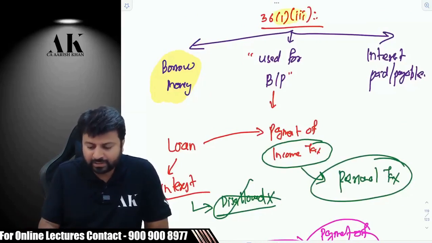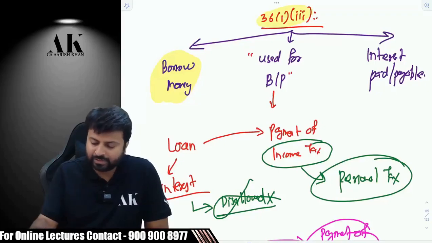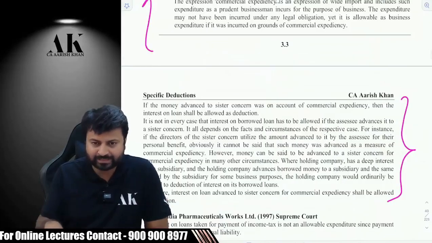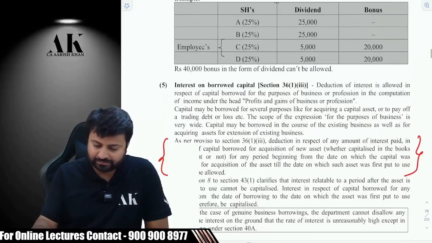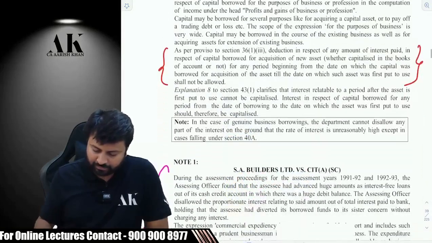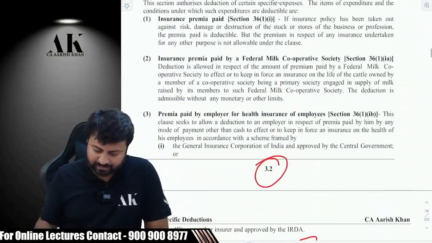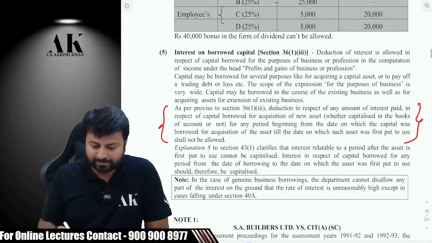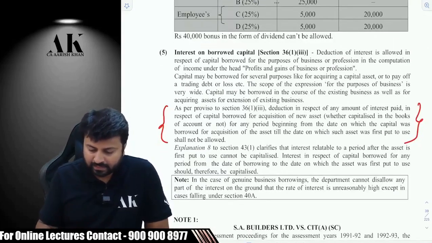Coming back to the main section 36(1)(iii), it is very clearly written in the section. If you want, I can also make you read the provision once from the Bare Act. What exactly is written in the Bare Act? I will make you read that particular thing first. So if you come to, I guess, the third page of this chapter, let's read the Bare Act once. 36(1)(iii): Deduction of interest is allowed in respect of capital borrowed, right? You have to borrow capital for the purpose of business and profession, in computation of income under the head PGBP.